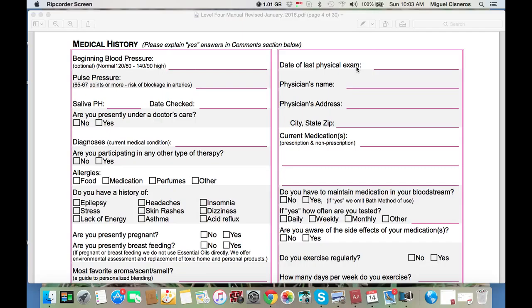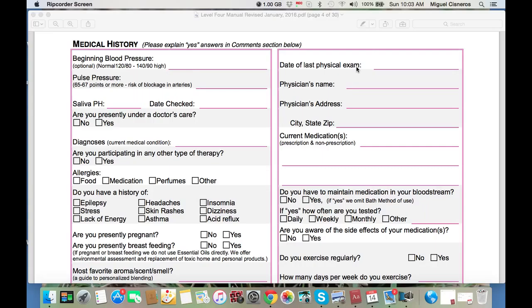You also want to be sure that the side effect of those medications is not the reason that the person is actually coming to see you, such as a headache, such as a dizziness, and so forth. Do you have to maintain a certain amount of medication in your bloodstream? If yes, then we omit the bath method.